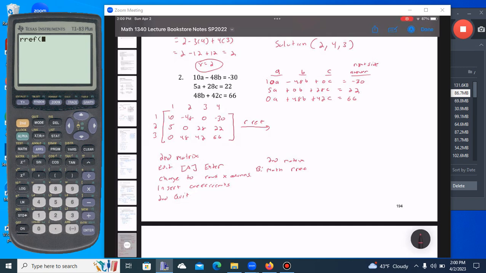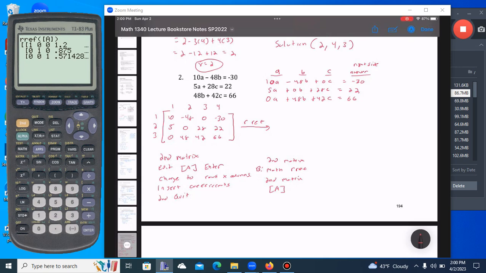You just hit enter. Then again, go back and do your second matrix. And this time you will actually choose your matrix A. Second matrix. Use matrix A. Close your parentheses. Enter. And you get your solution.